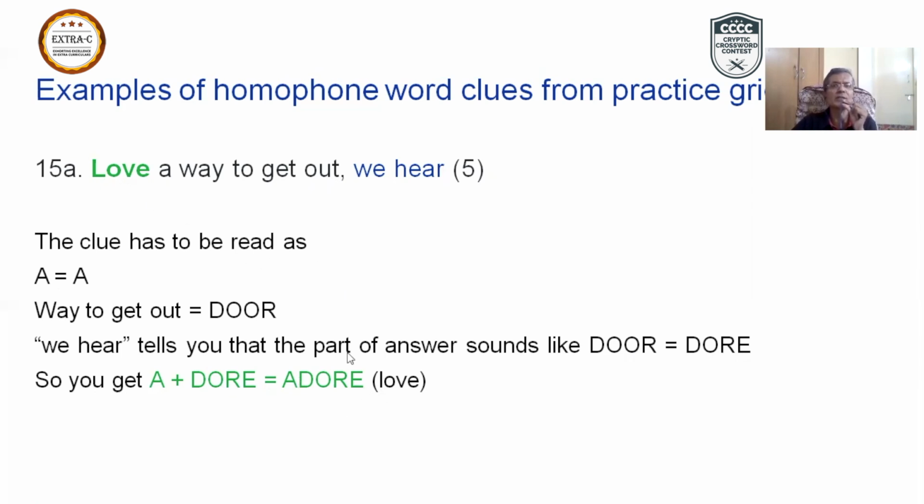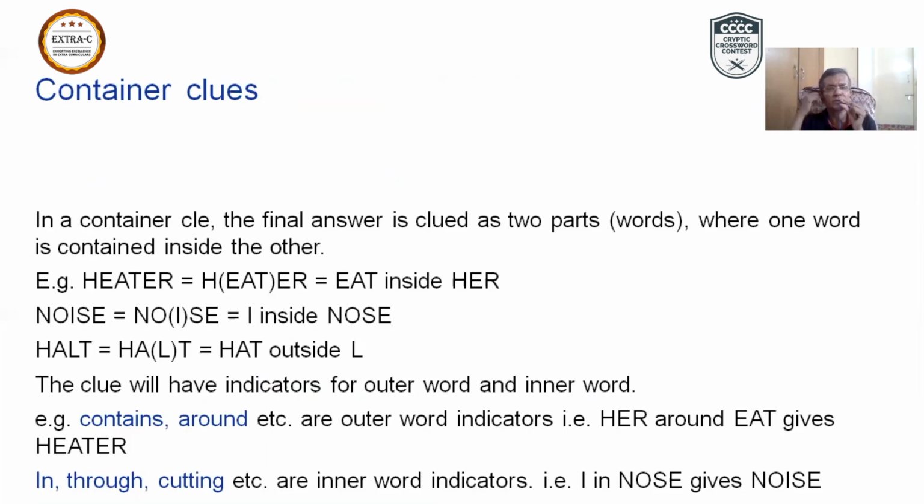It's a 5-letter word meaning love, and that's your answer. That's an example of a homophone clue. Now let's look at the last type, which is the container clue.